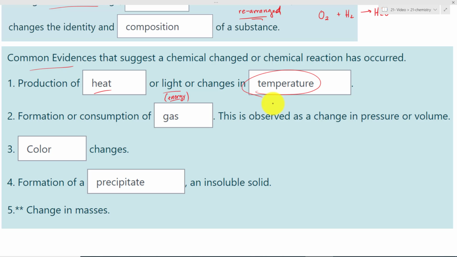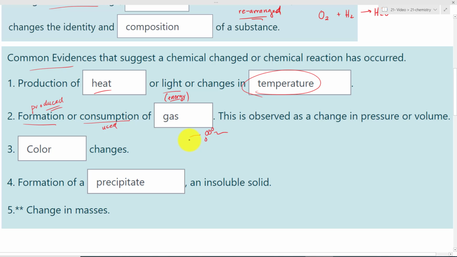Another common evidence is formation, that means you produce it, or consumption, that means you use it, of gas. That is, the gas is being produced or being used. And how do you know? There are bubbles forming. So we talk about bubbles, okay, circular bubbles in water. Those are formation of gas.